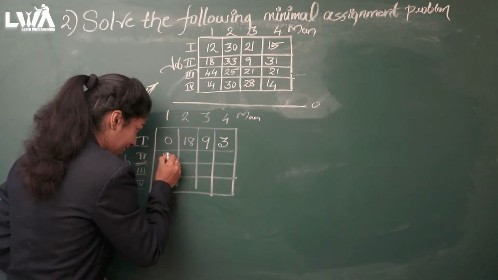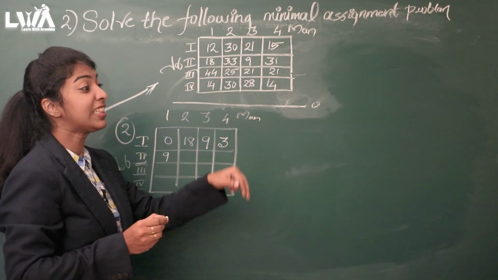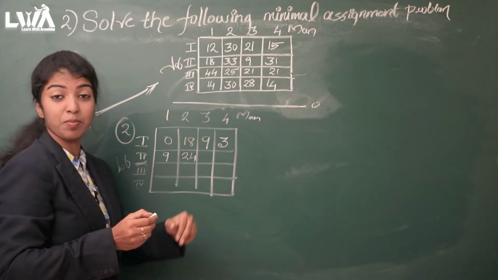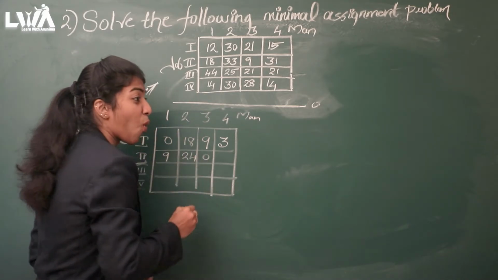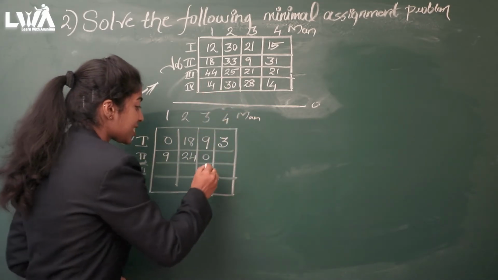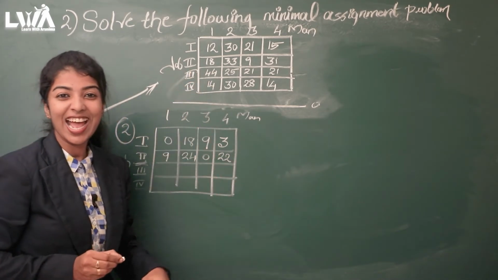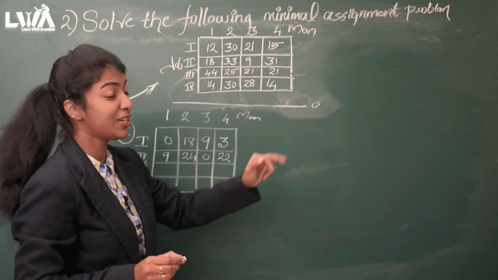18 minus 9, it's 9. 33 minus 9, it's 24. 9 minus 9, 0. 31 minus 9, 22. Again, we can look at the third row.